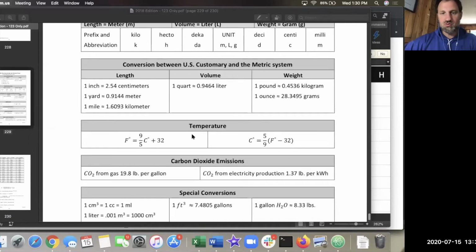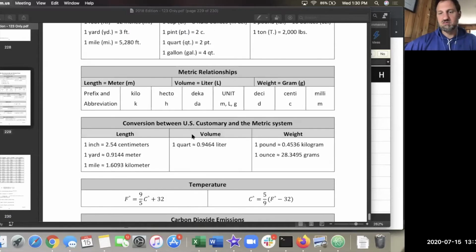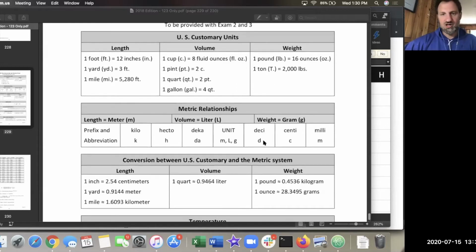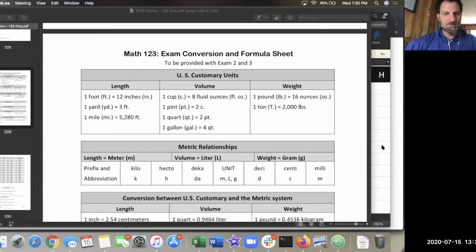I should point out that if you type conversion into Google or any search engine, it's going to bring up some pretty nice conversion tools. I can easily imagine a situation in the real world where you want to do a conversion and you go to Google to do it. But our job here is to learn how to do it by hand using these units.